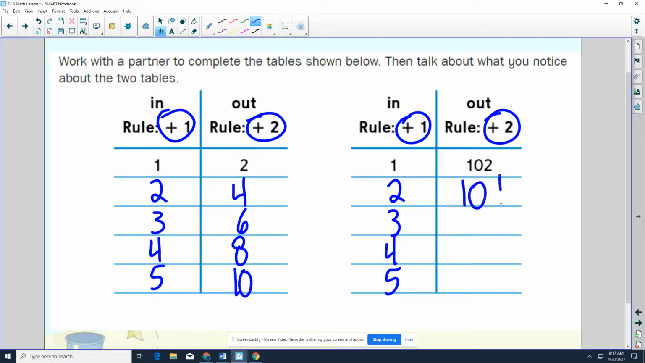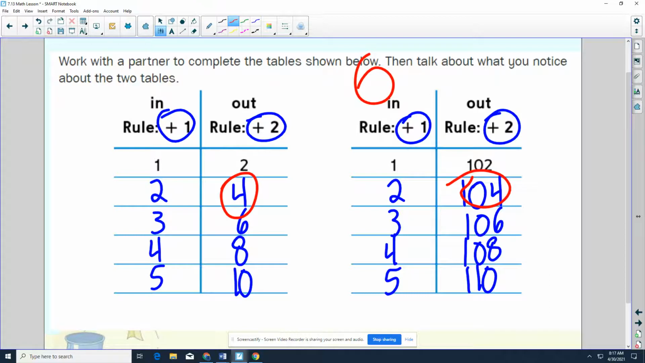I have 104, 106, 108, 110. Now, hopefully you've noticed when I compare straight across, I see that the one over here is 100 more each time, and I can check back, 102. And I can even go down to 110, and if I look over here, it's 110, which is 100 more. So the right side table, the out, is 100 more than the left out table.